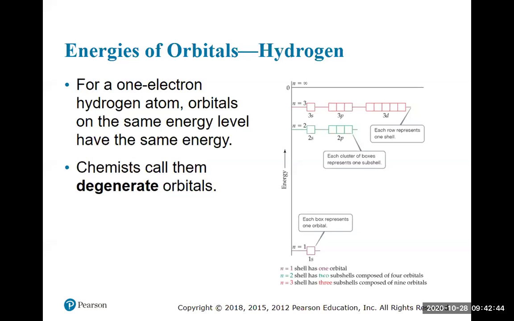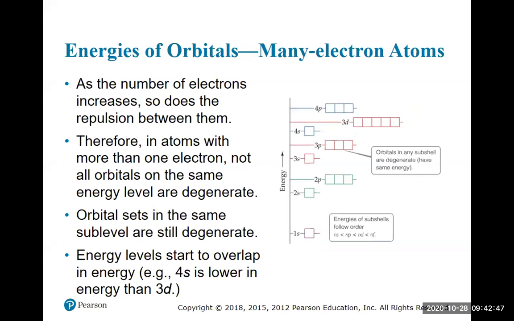What we learned though is that when you get to things that are more complicated, that doesn't hold up. What you really see is that there are subtle differences between these energy levels, and the only thing that stays degenerate is the orbitals within the same sublevel. So in other words, all the 2p's are at the same energy level, all the 3p's are at the same energy level, all the 3d's are at the same energy level.